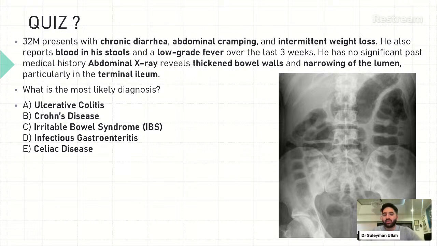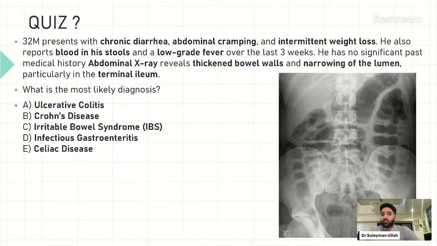And here you can see thickened bowel walls and narrowing of the lumen. The thickened bowel walls would be suggestive of pathology, definitely, and potentially chronic inflammation. So blood in the stools is another very key feature of inflammatory bowel disease. So you should always see that as a red flag in a young patient, a relatively young patient at 32. Okay, so we'll go into the description then of the key findings.